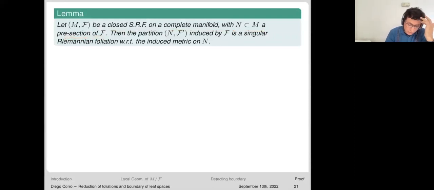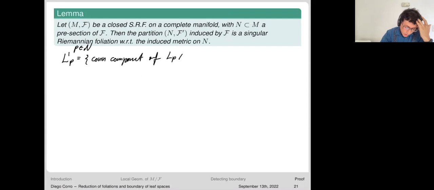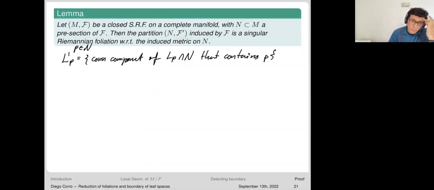Then, in the same way as we did for the infinitesimal foliation, by taking a point P in N, I will define a new partition of N by saying that the leaf that contains P is just the connected component of L_P intersection N that contains P. So here's where we need the hypothesis that N intersects any leaves. And this gives us a new foliation called F prime, and moreover, this will be a singular Riemannian foliation with respect to the induced metric on N.